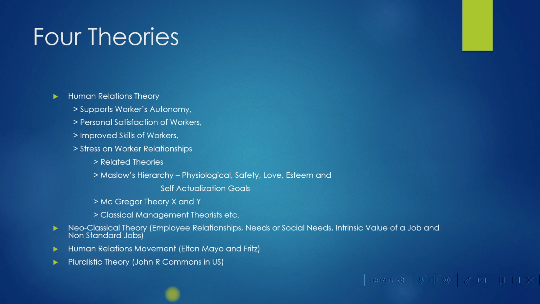Next is the pluralistic theory, whose proponent is John R. Commons in the US. Multiple interest groups with their own goals give rise to conflict, and that is the natural expectation. In this pluralistic theory, John R. Commons in fact accepted that conflict is the way to go. There exists conflict when multiple interest groups work together in an organization. Now what do you do about the conflict? A possibility of compromise existed by way of interaction and collective bargaining.